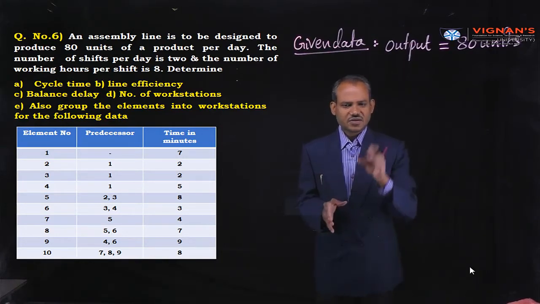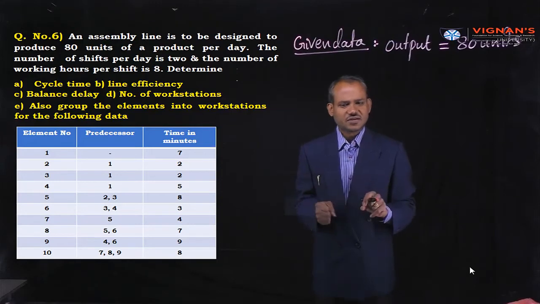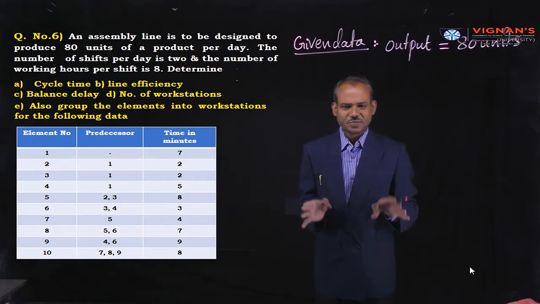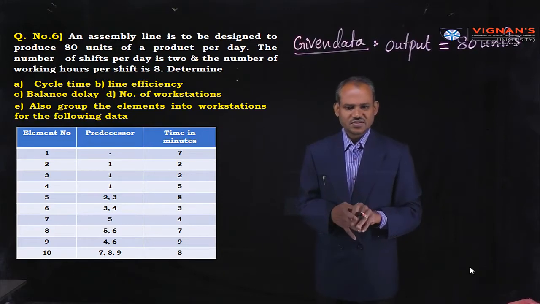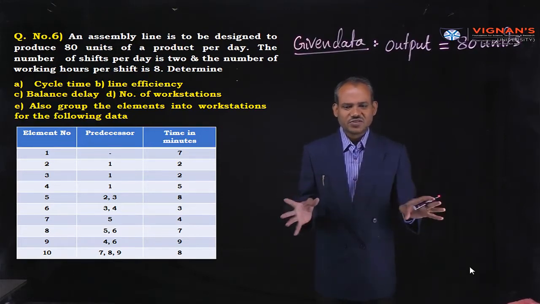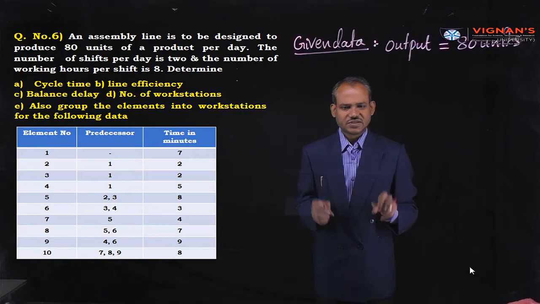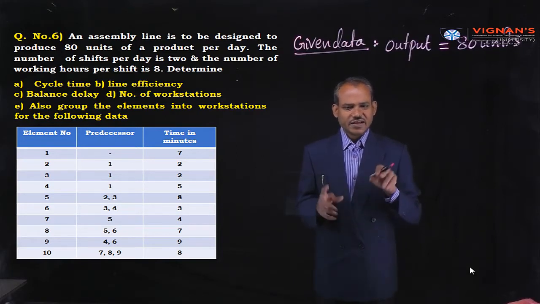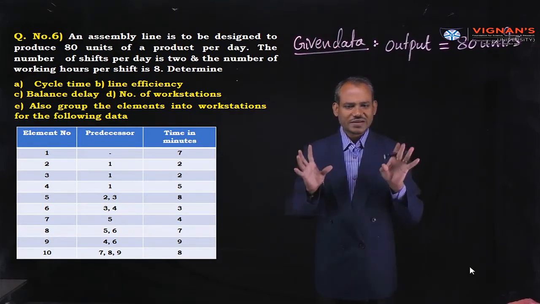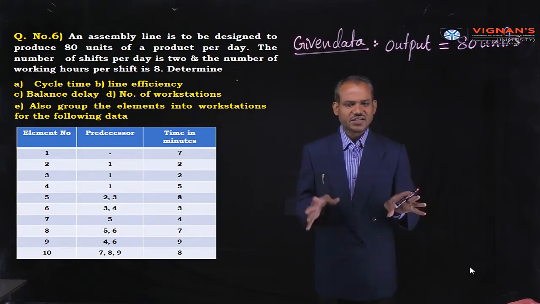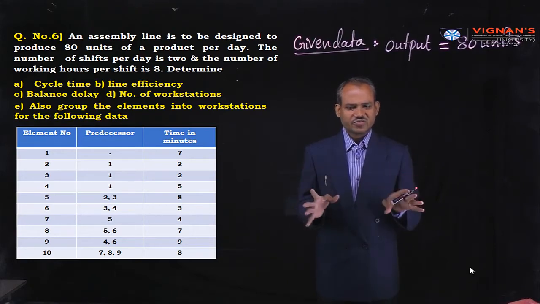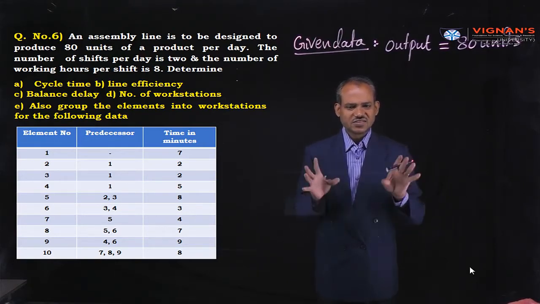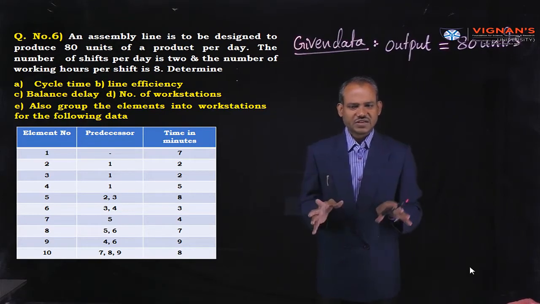And also, read some more information. And the number of working hours per shift is 8. That means, shift means 8 hours, everybody knows that. In a day, how many shifts are there? 2 shifts. Therefore, 2 into 8 is 16. 16 hours are the working hours in a day. This is the available time.